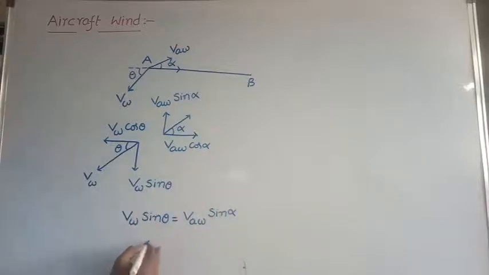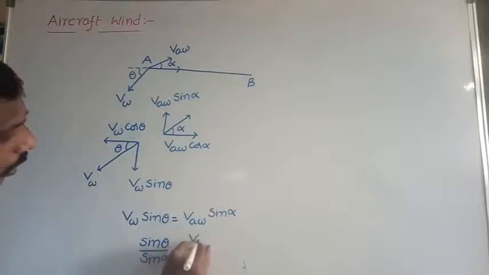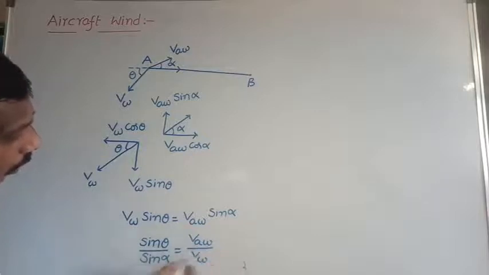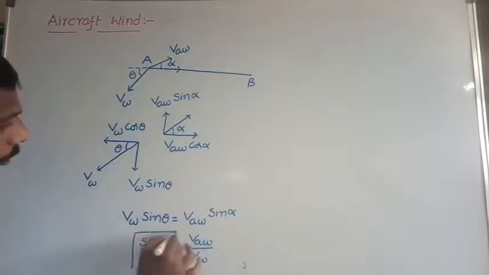From this we can write sin theta by sin alpha is equal to the velocity of the aircraft with respect to wind by the velocity of the wind. This is one condition.